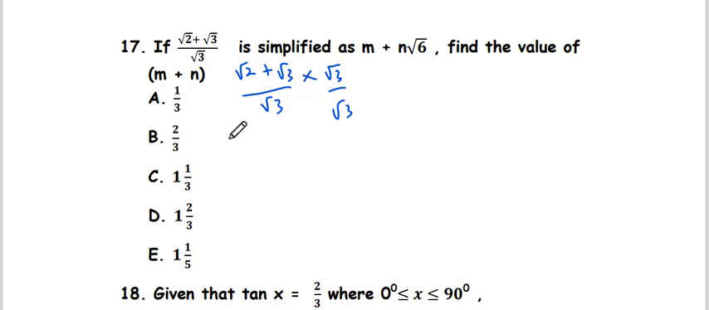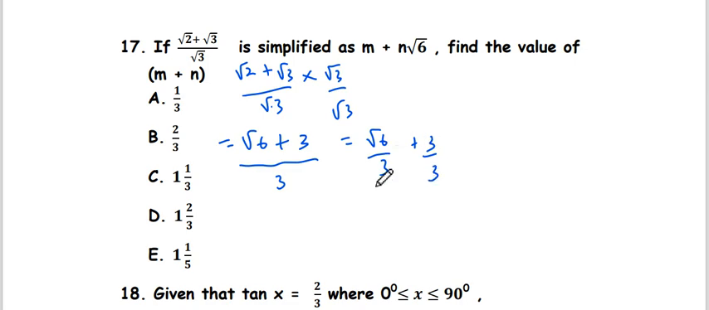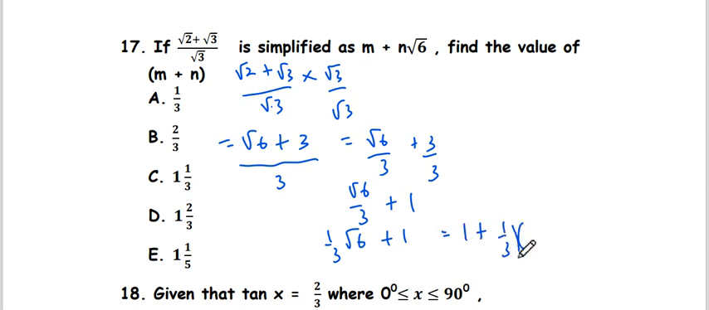So when we multiply, we have √3 times √2, √6, plus √3 times √3, that's √9, and the square root of 9 is 3, divided by √3 times √3, that's √9, and the square root of 9 is what? 3. So this is √6 over 3 plus 3 over 3. This is the same as √6 over 3 plus 1. This is 1 over 3 √6 plus 1, which is the same as 1 plus 1/3 √6.